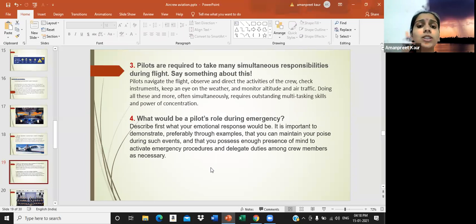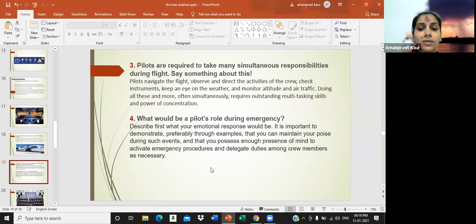The next question is, what would be a pilot's role during an emergency? The answer should describe first what your emotional response would be. It is important to demonstrate, preferably through examples, that you can maintain your poise during such events and that you possess enough presence of mind to activate emergency procedures and delegate duties among crew members as necessary.